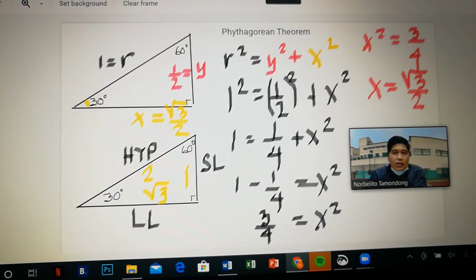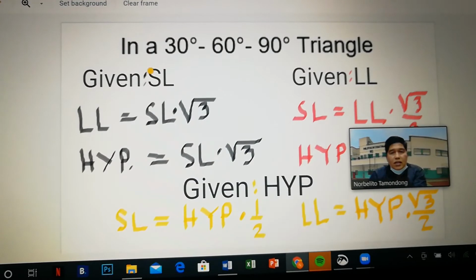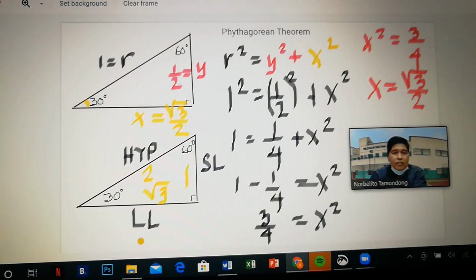Okay, so here are how to find the other two sides if one side is given. In a 30, 60, 90 triangle, given the shorter leg, the longer leg is equal to shorter leg times square root of 3. Okay, so if this is the given, shorter leg 1, you just simply multiply by square root of 3 to find the longer leg. If you want to find the hypotenuse, just multiply by 2.